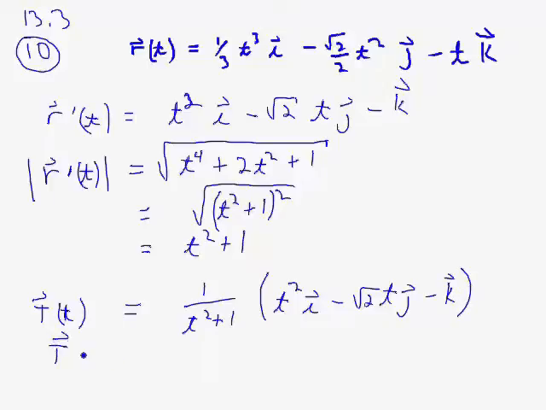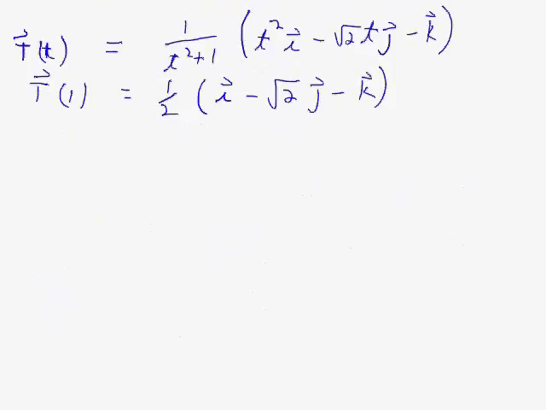And T of 1 then is 1/2 times the quantity i minus radical 2j minus k. Okay, so now we need to find N of 1. To do that, first we need to find N of t. So that means I have to take the derivative of T to get started on that, because N of t is T prime divided by magnitude of T prime.